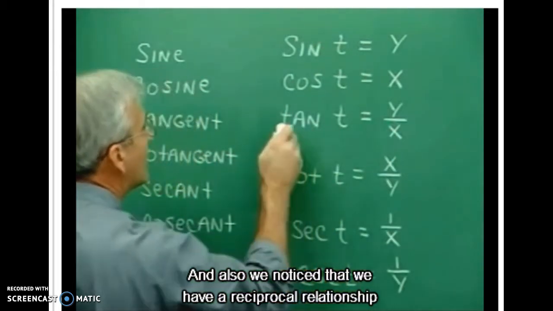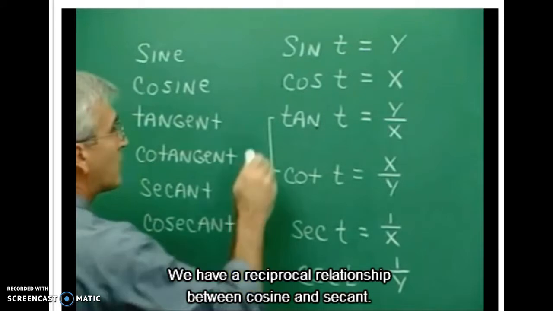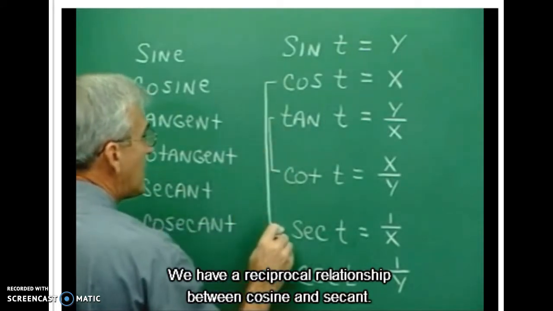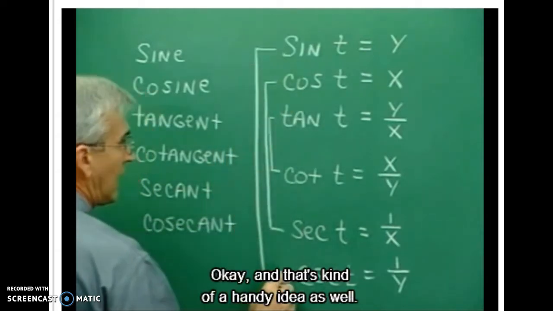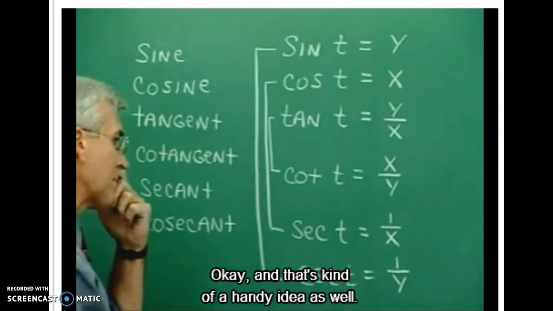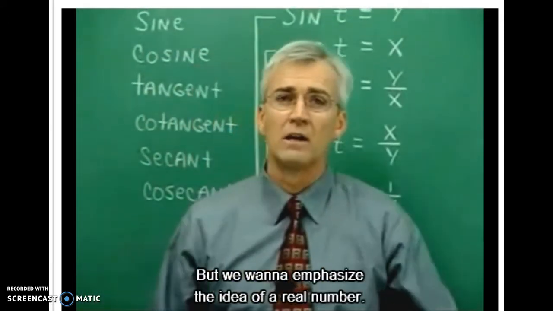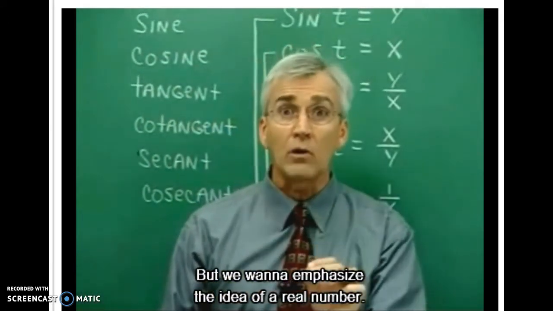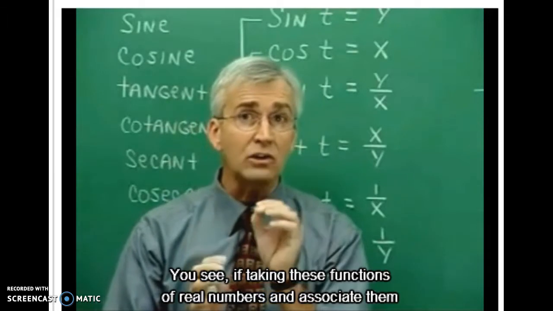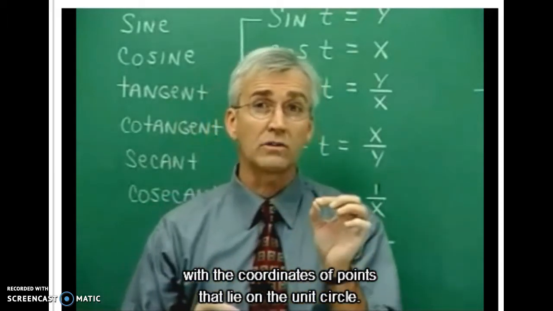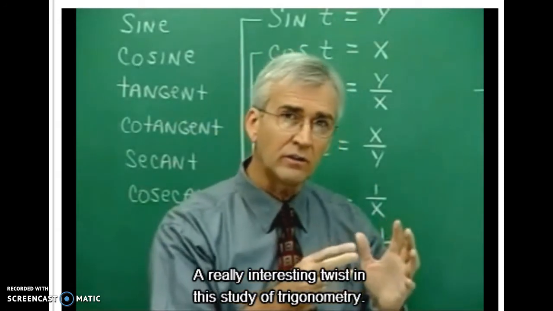And also we notice that we have a reciprocal relationship between tangent and cotangent. We have a reciprocal relationship between cosine and secant. We have a reciprocal relationship between sine and cosecant. Okay, and that's kind of a handy idea as well. Okay, so now we can relate all of this back to the notion of angle. It would be okay, but we want to emphasize the idea of a real number, of taking these functions of real numbers and associating them with the coordinates of points that lie on the unit circle. A really interesting twist in this study of trigonometry.